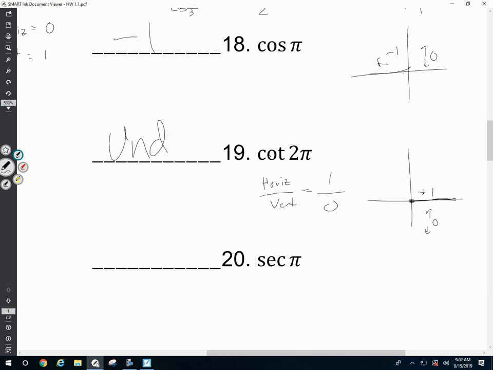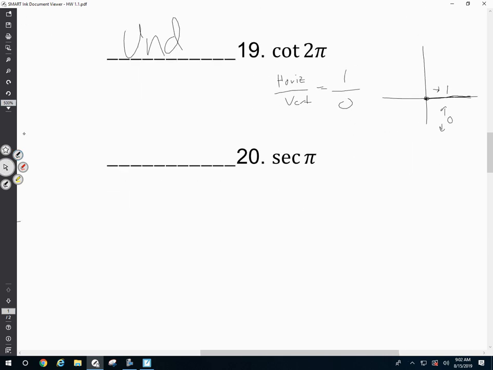All right, tangent is opposite over adjacent. So that would be vertical over horizontal, cotangent, flip it. Secant, reciprocal of cosine. Cosine of pi, we already did. It's -1. 1 over -1 is -1. Sweet.